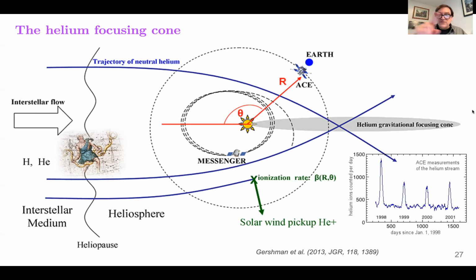So the orbit of the Earth is shown there. The ACE satellite for several years in the late 90s and early 2000s observed the neutral helium, and every year, essentially every 365 days, they would see this peak in neutral helium as the Earth and the spacecraft were passing through this focusing cone. This cartoon comes from a paper on the Messenger spacecraft, which went to Mercury and explored the inner parts of the focusing cone.